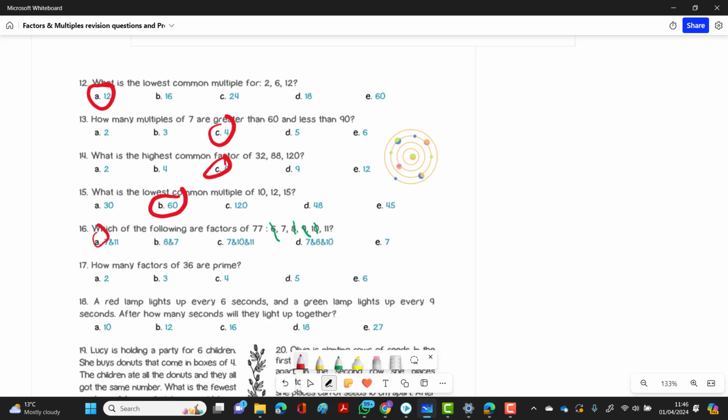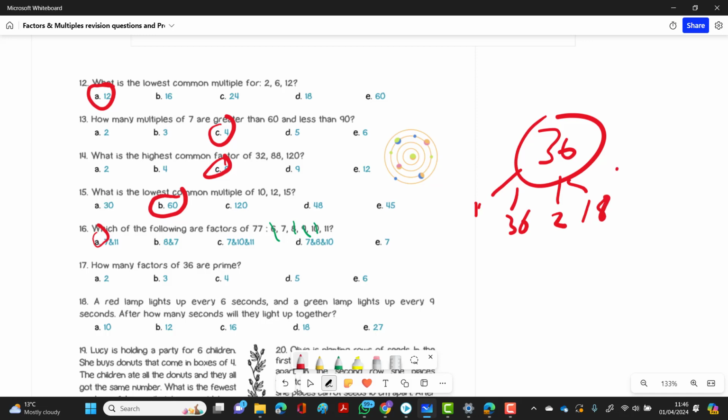How many factors of 36 are prime? So right, 36. 2 and 18, 3 and 12, 4 and 9, and 6 and 6. Okay, so the prime numbers are 2 and 3. So 17 should be 8.